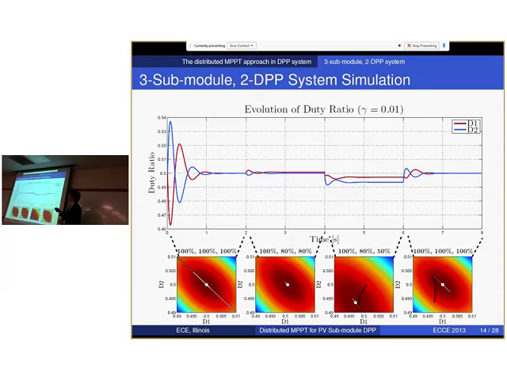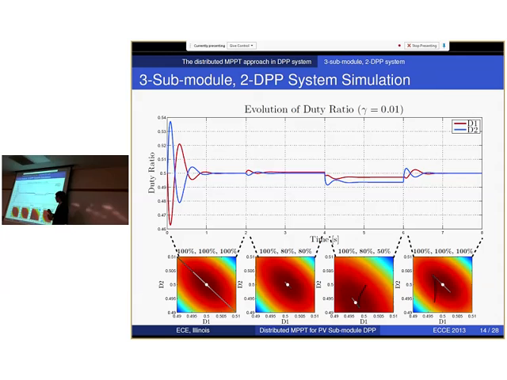So to have an intuitive understanding of this algorithm, let's take a look at the simulation of the 3-submodule 2-DPP system case, which is shown here. These 4 parts are the 3D visualization of the string voltage as a function of D1 and D2. So the X and Y axes are the duty ratios, D1 and D2, and the color shown here is the string voltage value. The titles here indicate the insulation condition on the 3 separate PV modules.